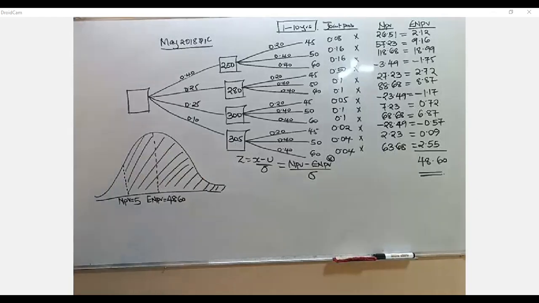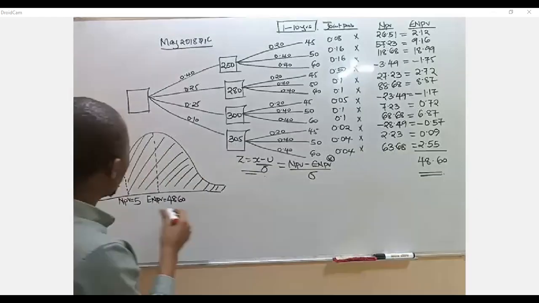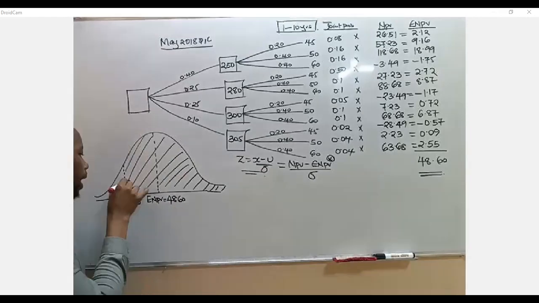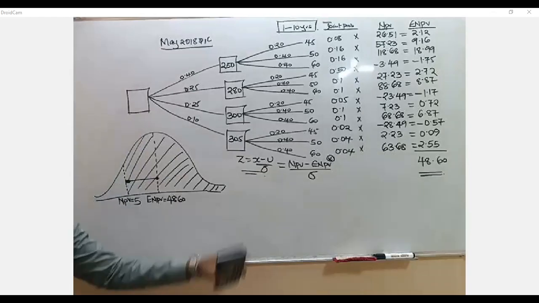But how much can I use this formula to get? You can only get from here up to here. That is what we can get using this formula. What about the other side?